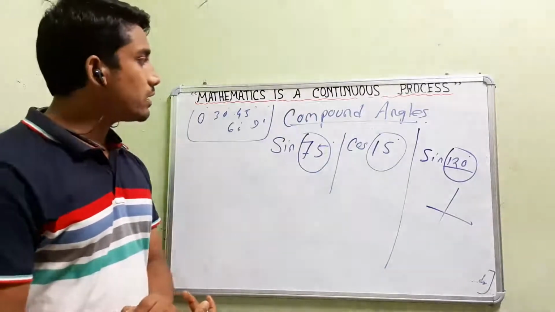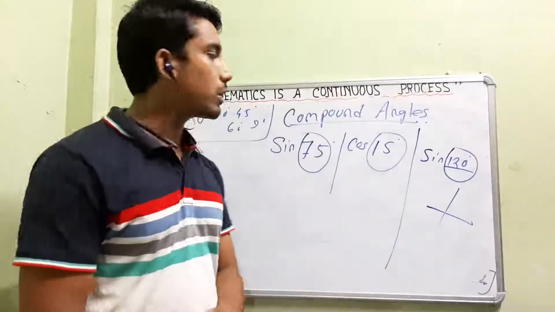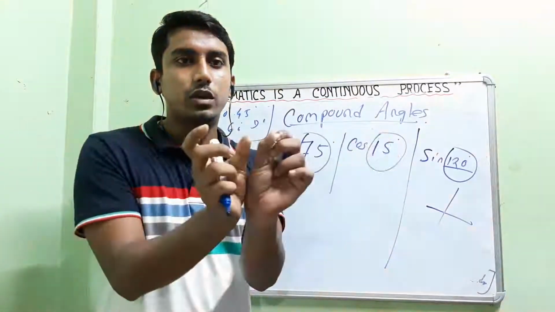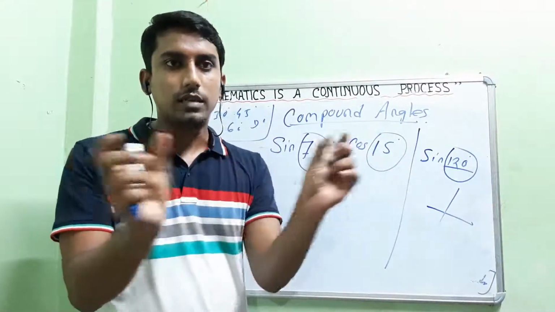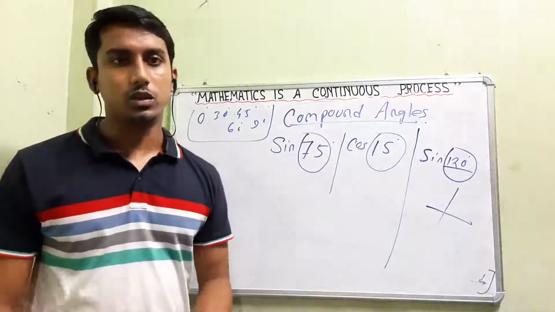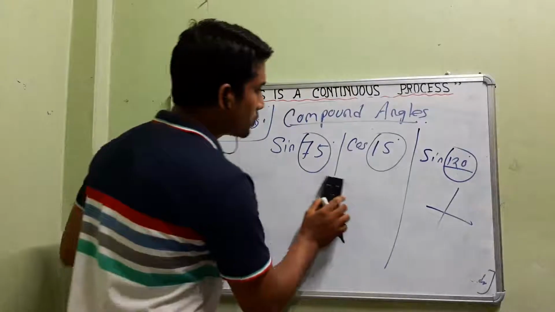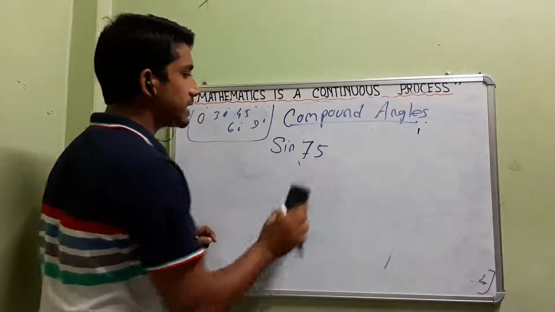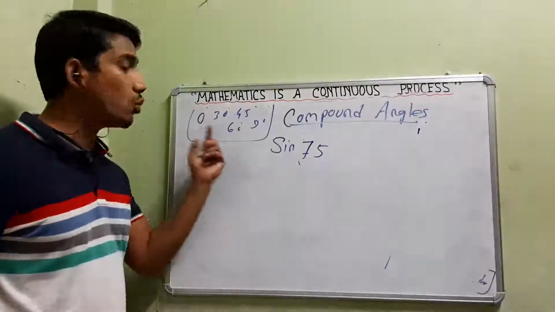In English grammar, you already know the meaning of a compound sentence. Compound means if we connect two sentences together, that is called a compound sentence, isn't it? So a similar concept we'll use here. Let me show you how to find sine 75 degree using these known angles.